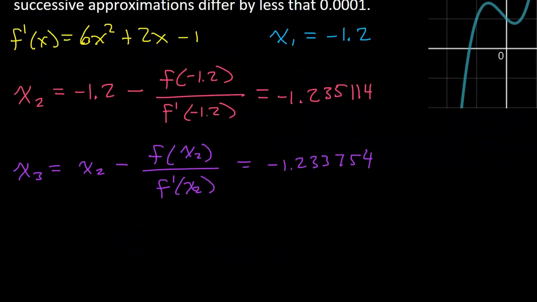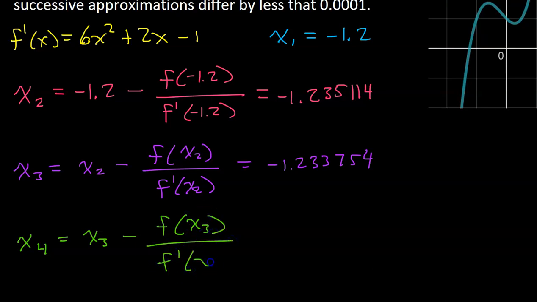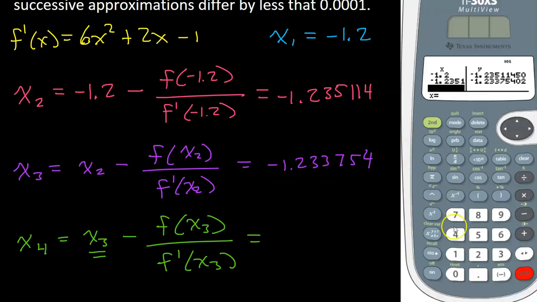So for the next guess, I'm just going to do the exact same thing. So for x4, I'm just going to do x3 minus f at x3 divided by f prime at x3. The calculator is already set up to do this calculation. All I have to do is tell it to do it using x3, which is the negative 1.233754. So that's what I'll type.